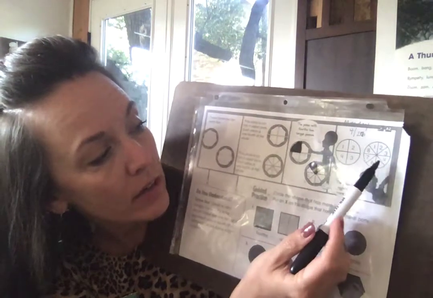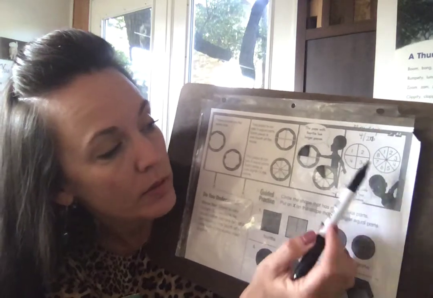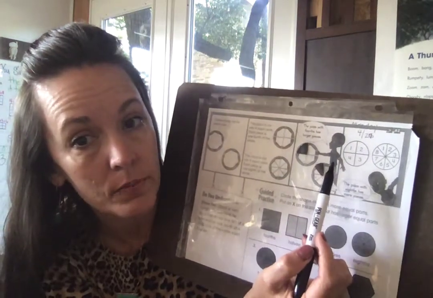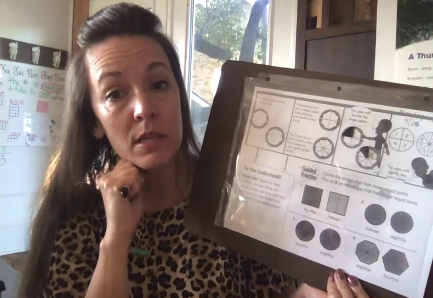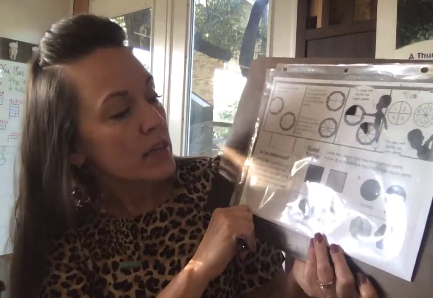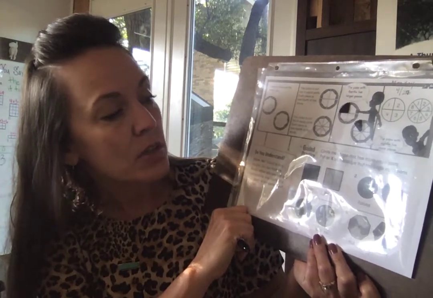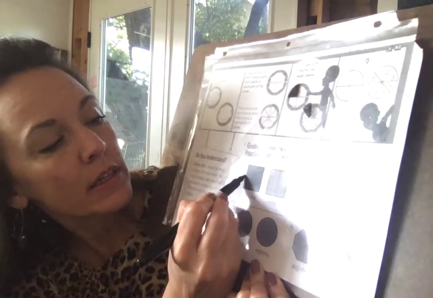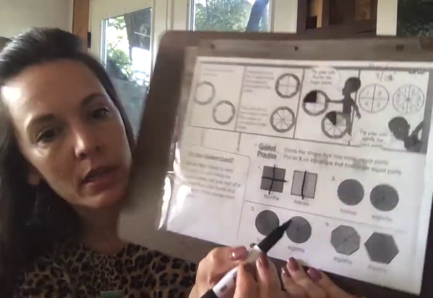And you can look at that here. You can see the 8 equal pieces, and those pieces are smaller. Here we only see 4 equal pieces, but the pieces are larger. Okay, so the more pieces you cut it into, the smaller the pieces are. The less pieces you cut it into, the bigger the pieces. So here we go. Looking with me at number 1, it says circle the shape that has more equal parts. Put an X on the shape that has larger equal parts. So number 1 is cut like this. And the second part is cut like this.